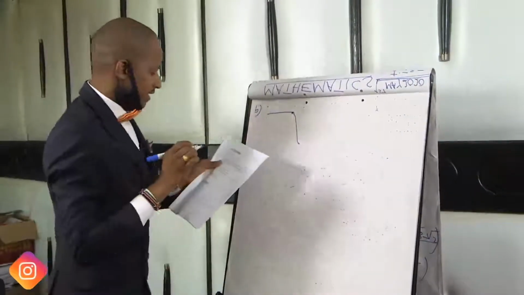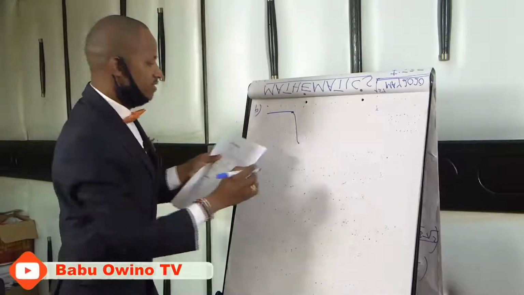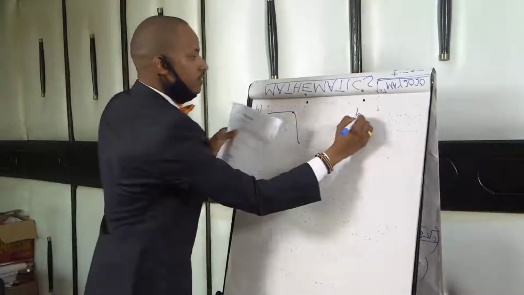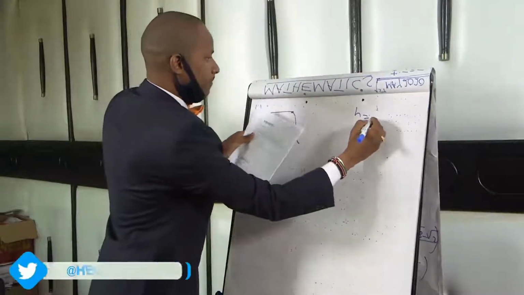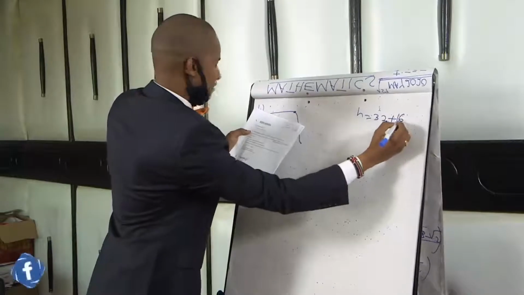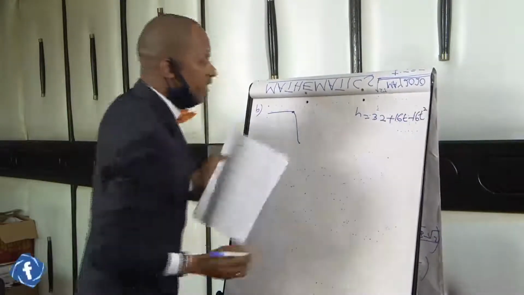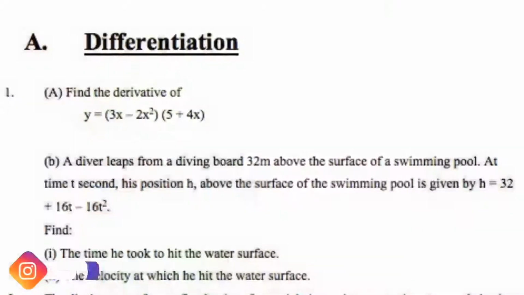His position h above the surface of the swimming pool is given by h equals 32 plus 16t minus 16t squared. Now, the first part of this question wants, find the time he took to hit the surface of the water. Find the time it took to hit the water surface.